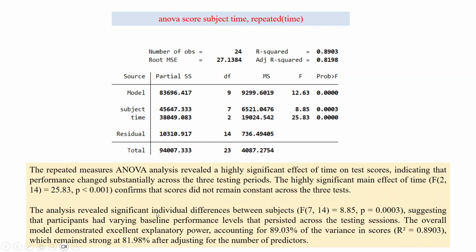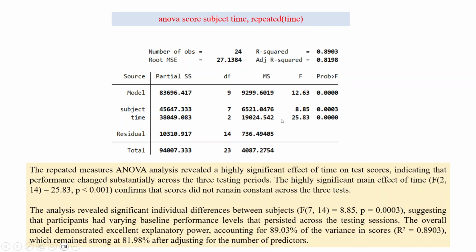The analysis revealed significant individual differences between subjects also, suggesting that the participants had varying baseline performance levels that persisted across the testing sessions. The overall model demonstrated excellent explanatory power. You can see it is 0.89, accounting for 89% of the variance in the scores, which remains strong at 81.98% after adjusting for the number of predictors.